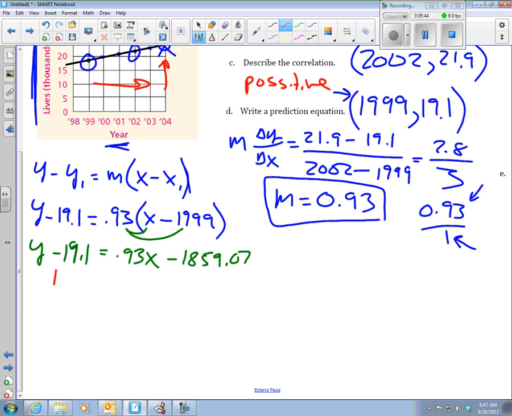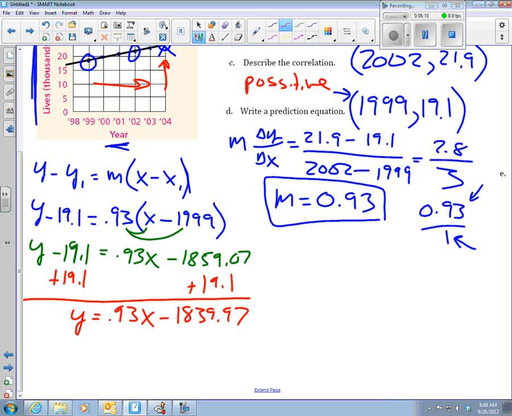Finally, adding 19.1 to both sides. And now be careful with this. This is where a lot of students make mistakes. I almost did myself. You're adding 19.1, so you're actually taking away from the negative 1,859.07, and you should end up with negative 1,839.97. Okay, so this right here is our prediction equation.